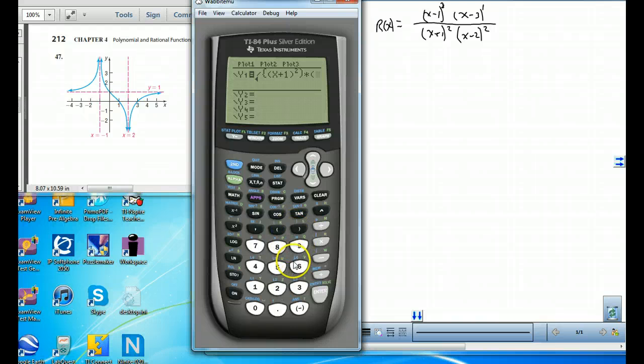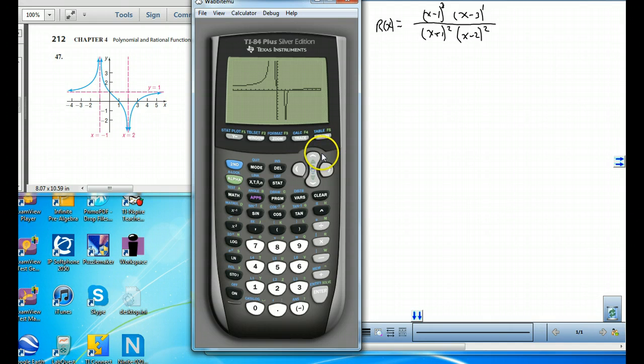And see, did that group it right? I don't like that group. I'm going to get rid of that. And x minus 2, quantity squared. And we'll close that denominator. And let's go ahead and zoom standard. And let's see what it looked like. Okay, so far so good.